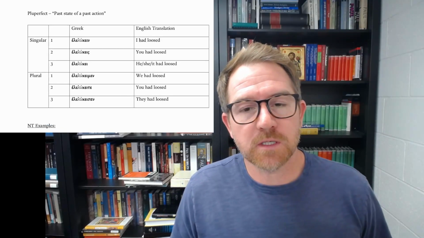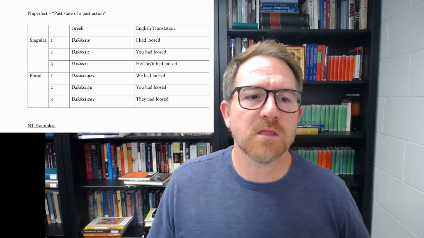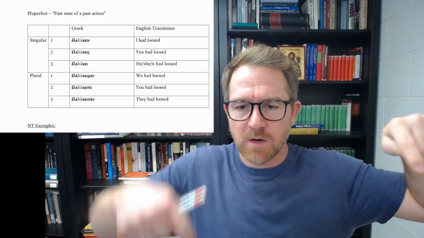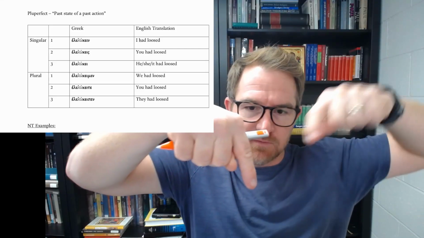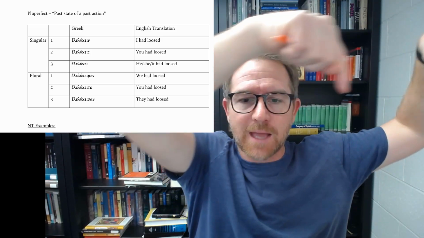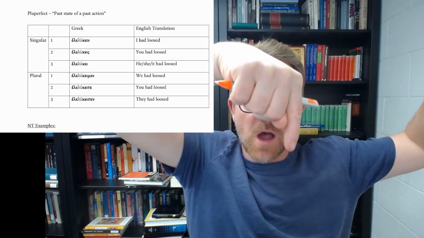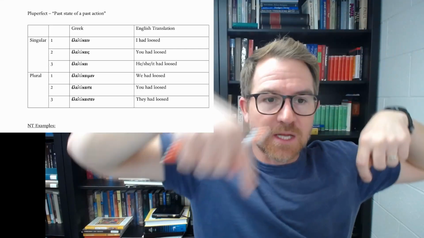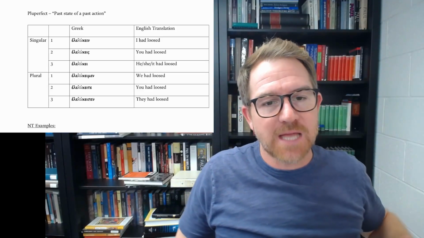We've talked about the perfect, now we're looking at the pluperfect. The main difference here is that the perfect tense is the present state of a past action, right? So I'm thinking about what's happening now because of this thing that happened back then. The pluperfect just pushes that back. So instead of thinking about now what happened back then, I'm thinking about back then what happened even prior to that event. That's the past state of a past action.